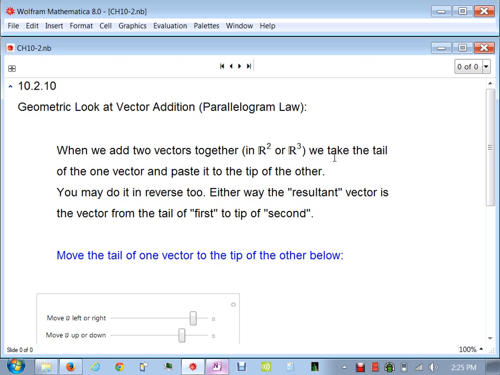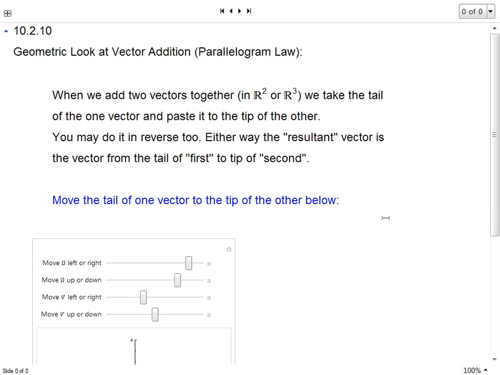Now, we talk about vector addition, or what's called the Parallelogram Law. When we add two vectors together, whether in R2 or R3, we take the tail of one vector and paste it to the tip of the other. So if I have two vectors here, let's say this is vector V and this is W, it doesn't matter.